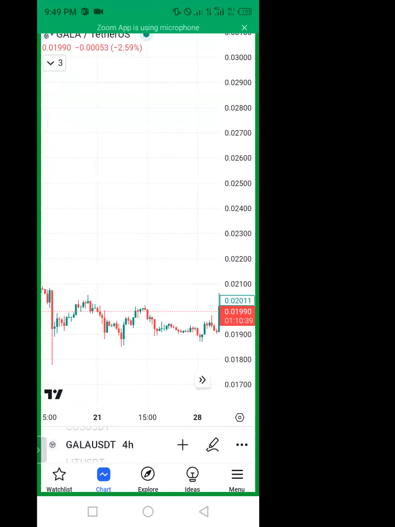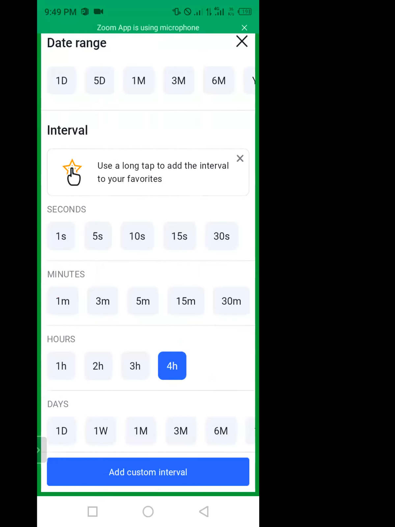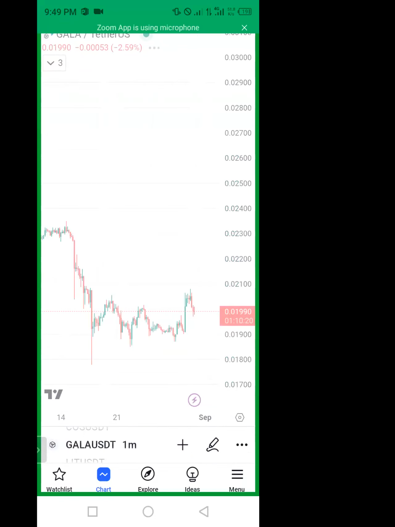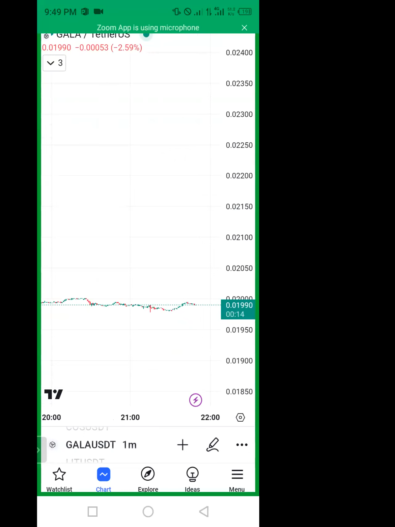Why am I using a 4-hour time frame? It is because I don't want to be on pressure. Let me show you. Let us first look at 1 minute. There are people who trade 1 minute.